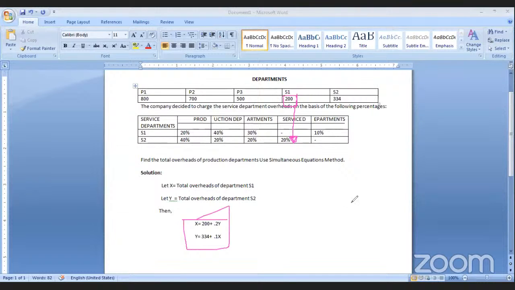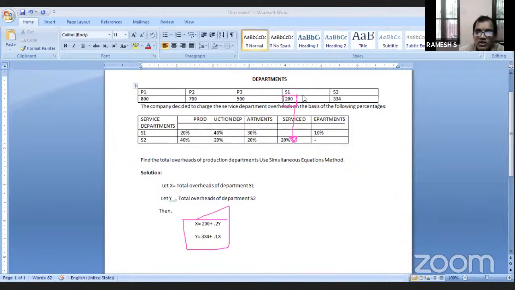Did you understand? Or can I repeat? Yes, sir. Okay, I am again explaining. See, whatever expenses that are there, you have to apportion them to production departments. Whatever expenses that are existing in service departments, you have to apportion them to production departments. So S1, S2, these are service department expenses. You have to apportion them to P1, P2 and P3.